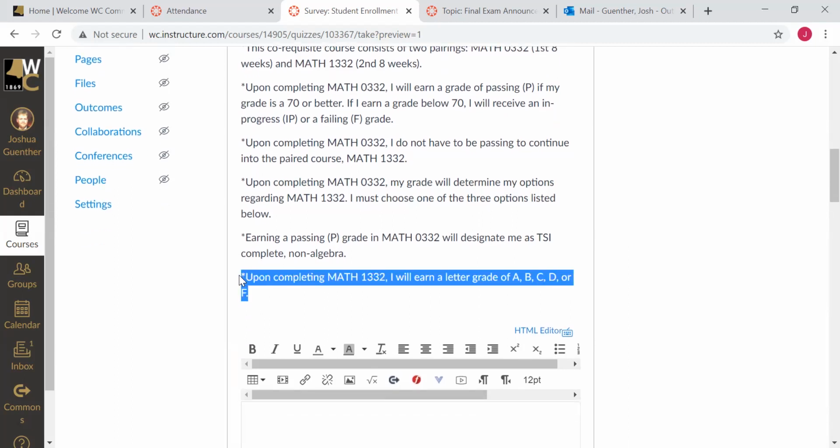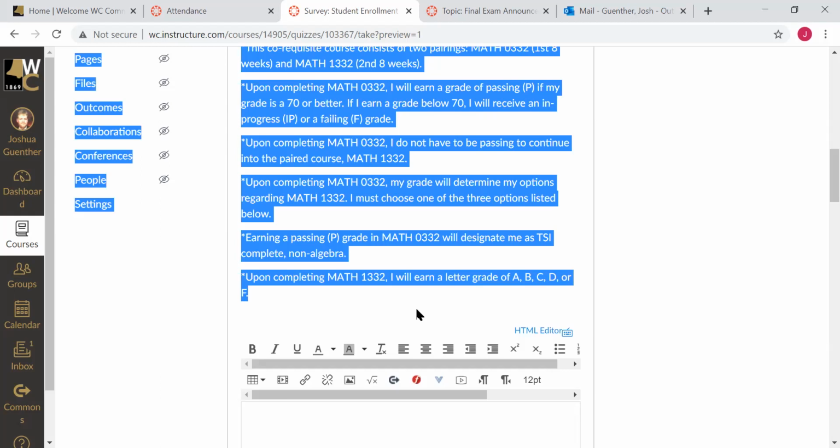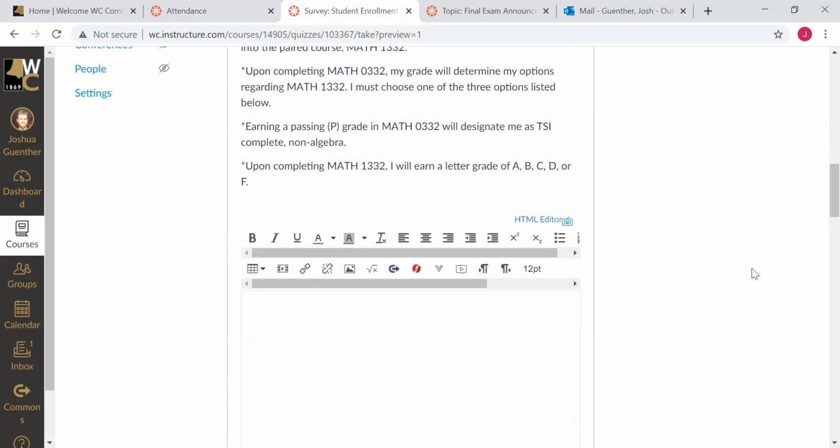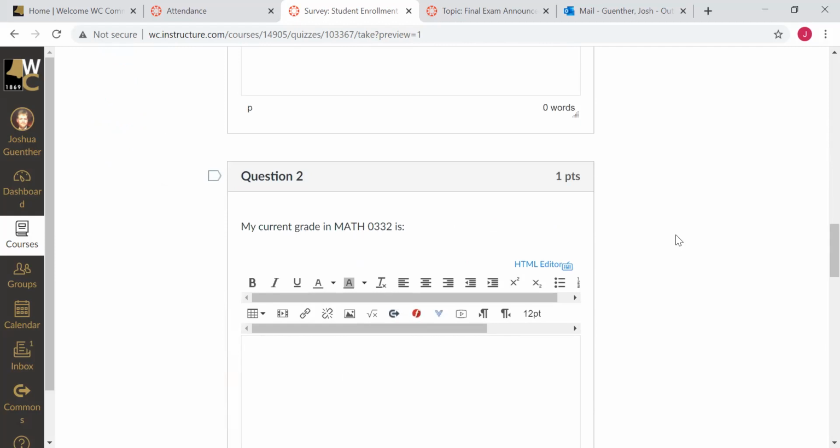And then upon completing 1332, the second half course, you can get a standard letter grade of A, B, C, D, or F. There's no E. I don't know why we just skip over E. Yeah, it's discrimination against the letter E.